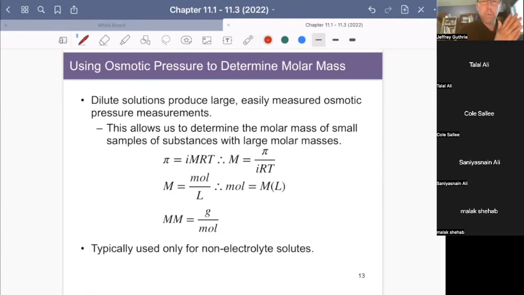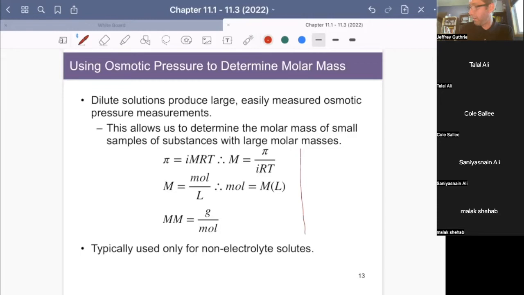Okay, so we can determine the molar mass of small samples using osmotic pressure. So basically all it is, this whole part in here. Oops, that just means I got an email. Let me just turn that off.